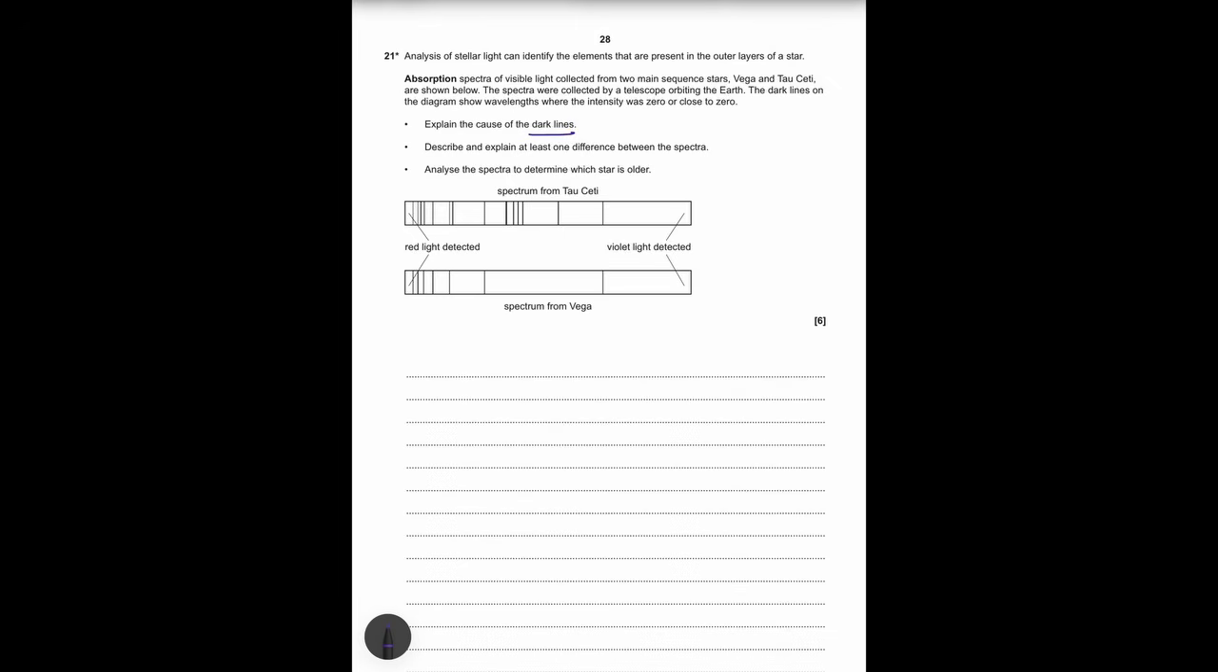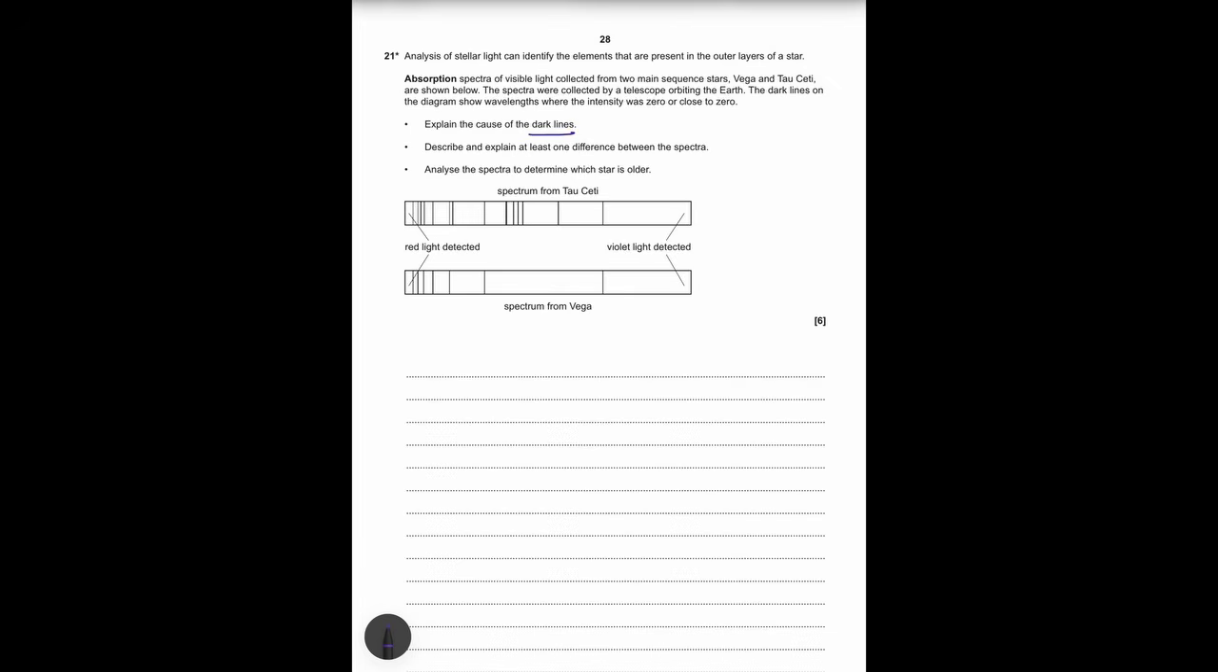Then when it's asking me afterwards which star is older, well, how do I know which one's older? Well, if I've just figured out that Vega's only got the basic elements and Tau Ceti's got more elements, well, it must have the heavy elements. That means it must have had more time to fuse them. And then that's telling me it's probably going to be older.